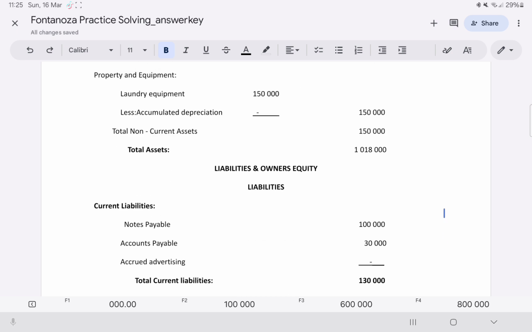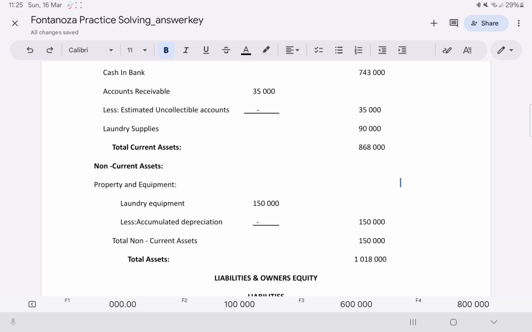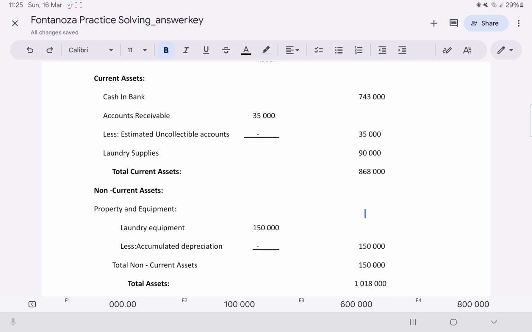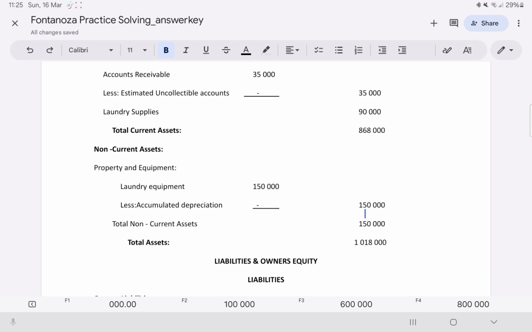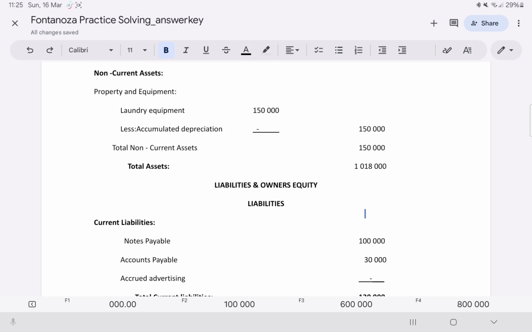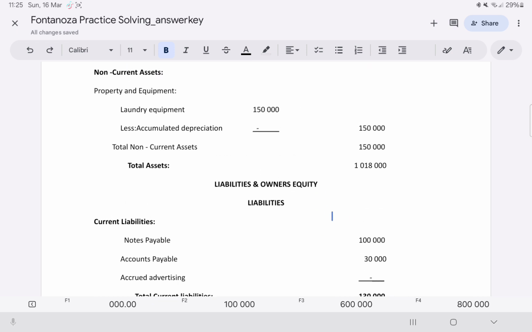1,016,000. Okay, so what happened to the problem? The financial position is not balanced. So how did you check? That's the main problem.